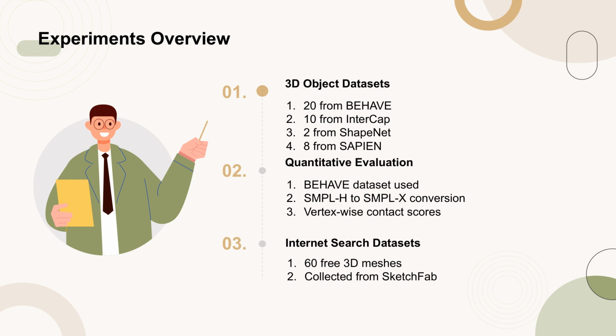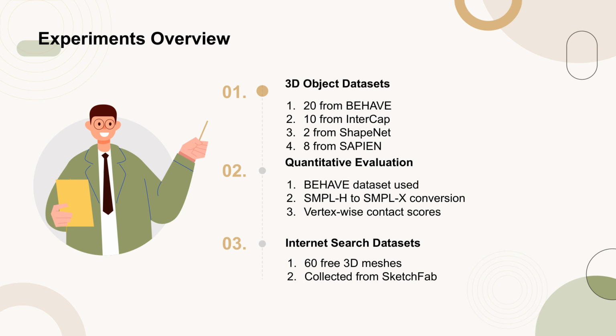For quantitative evaluation, the Behave dataset is used as a ground truth to verify the quality of generated 3D human-object interaction (HOI) samples. Additionally, 60 free 3D object meshes are collected from the internet source, Sketchfab, to learn comprehensive affordance (ComA).